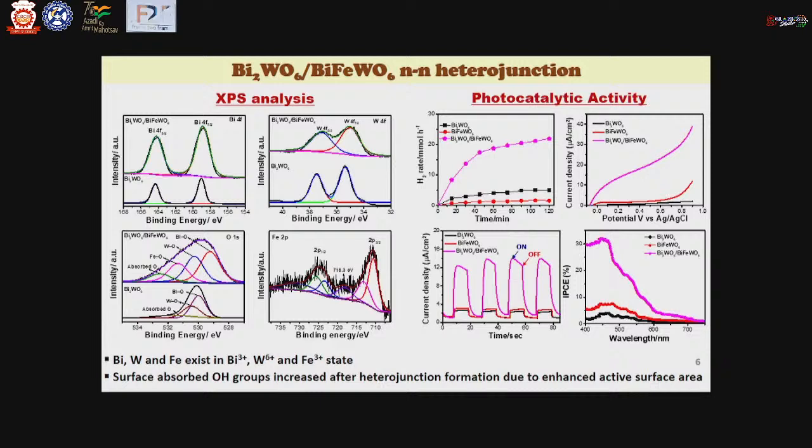And finally, we also calculated the incident photon to current conversion efficiency of the bare materials as well as the heterojunction, and we got a maximum of 32% efficiency at 450 nanometers. That is, the material is quite efficient in visible light absorption.